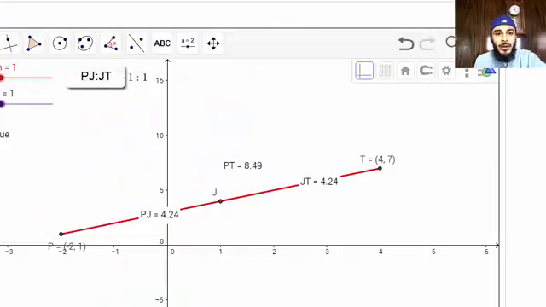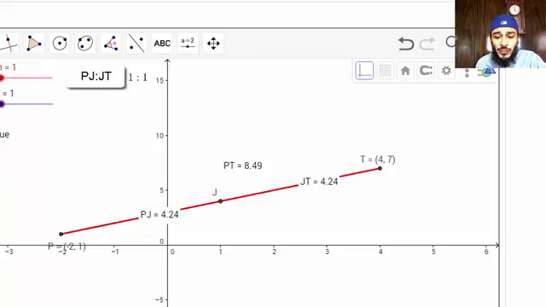So what I got here is a little applet from GeoGebra. And I plotted point P and I plotted point T. As of right now, you could see that point J is in such a way that PJ to JT is in a 1 to 1 ratio, and that makes sense, right? Because you could see here that the distance of PJ is equal to the distance of JT, and that entails that it is a 1 to 1 ratio, PJ to JT.